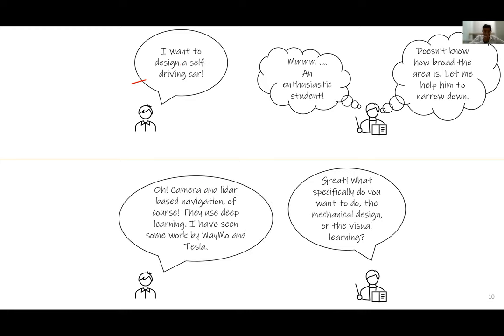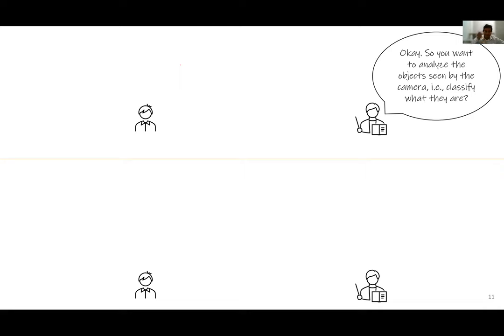Then the student says, oh, camera and the LiDAR-based navigation, of course. They use deep learning. I have seen some work by Waymo and Tesla. See, now this is what the student has seen. He has heard about these Waymo and Tesla self-driving cars, and then he wants to do this. So now, professor, you can see, slowly enables the student to zero in on the right thematic area, right? This discussion. Okay, so you want to analyze the objects seen by the camera, that is, classify what they are, right? Then professor also says, we can do similar work with point clouds seen by LiDARs. So he's slowly bringing the student, making the student aware of other research areas that are there. So these are the research themes you discuss with your professor and try to come to conclusions about the theme that you want to work on.